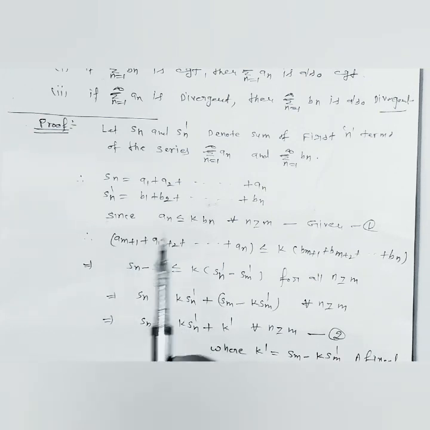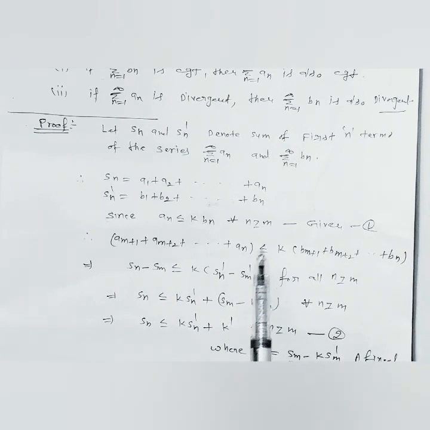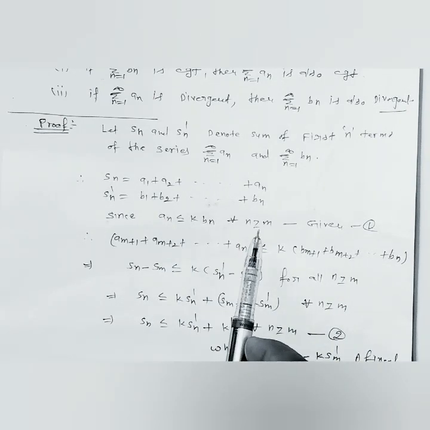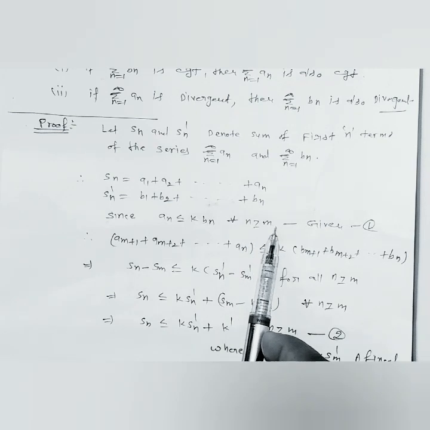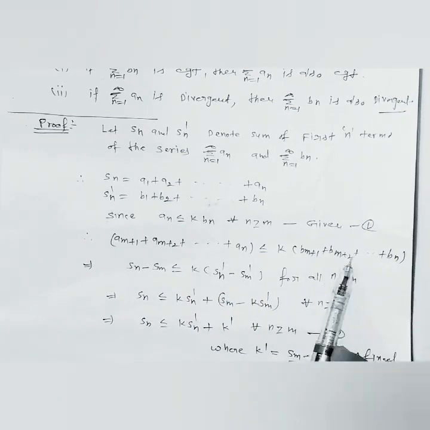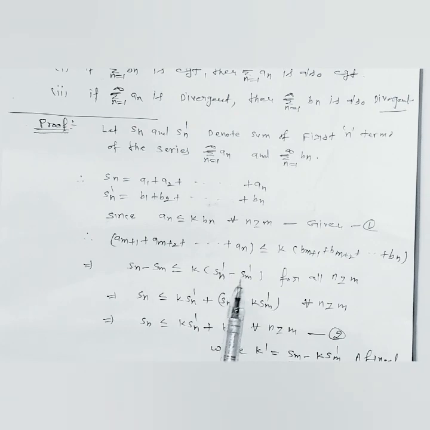So therefore we can be written as a_{m+1} plus a_{m+2} up to a_n less than or equal to k times of b_{m+1} plus b_{m+2} up to b_n, because this inequality is true for all n which are greater than or equal to m. So that term can be written as Sn minus Sm, the sum of n terms minus the sum of first m terms, which is less than or equal to k times of that term, which can be written as Sn dash minus Sm dash for all n greater than or equal to m.